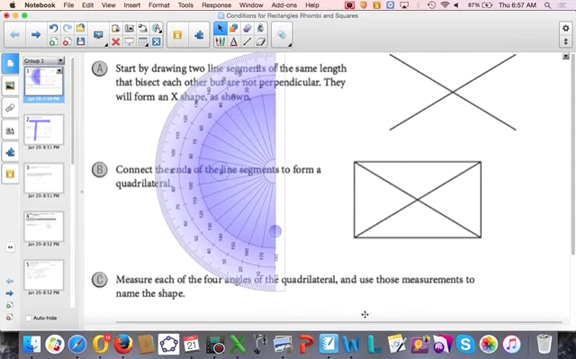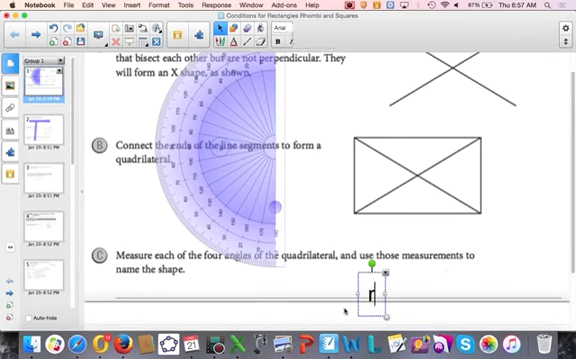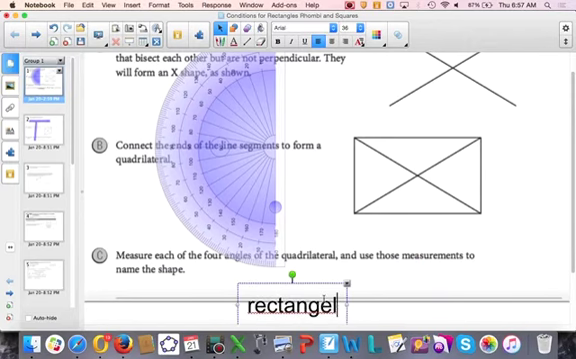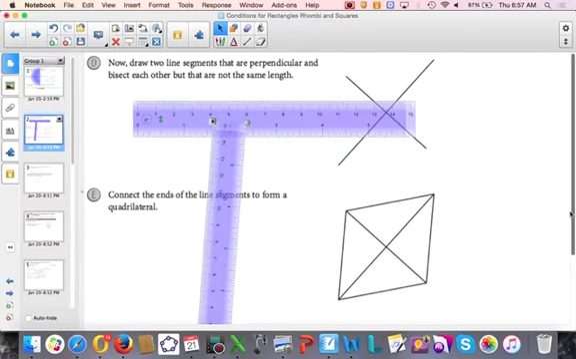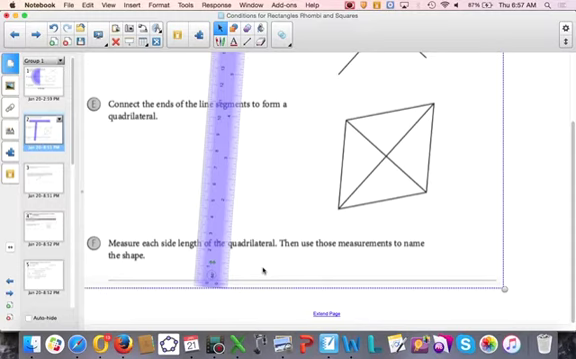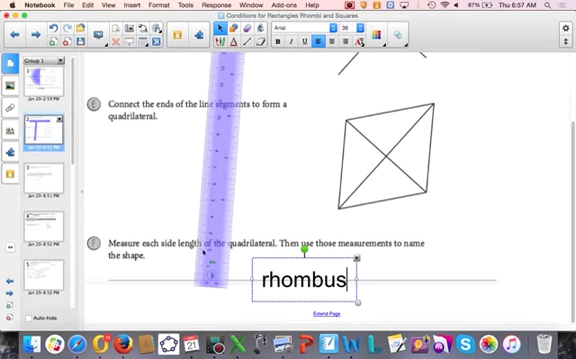And let me come back to this screen because I don't think I did that. In this quadrilateral, all four angles were right angles, so that makes this a rectangle. And this figure, when we measured all of the sides, they were congruent, and that's the definition of a rhombus.